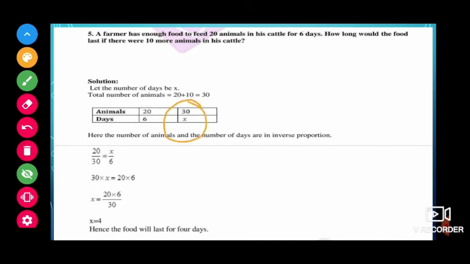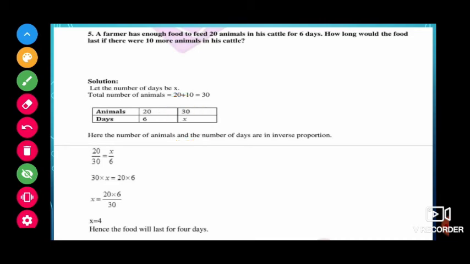If 10 more cattle are added to his cattle, the total will be 10 more, that is 20 plus 10, 30. Then how many days will the food last?